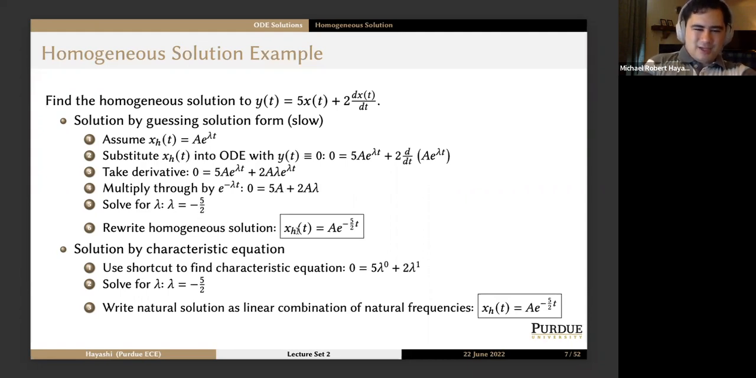So we rewrite the homogeneous solution x sub h of t as a e to the negative 5 halves t. And that is our answer. We can't say any further what a is because this is just a family of solutions at this point. So we can let a be any real number, basically, and that will work.